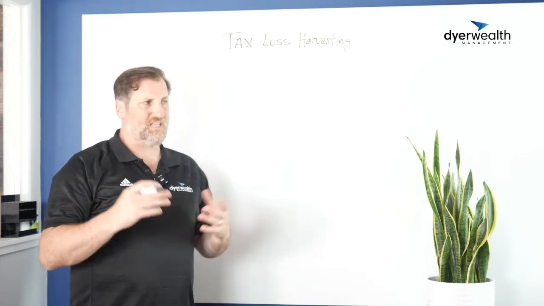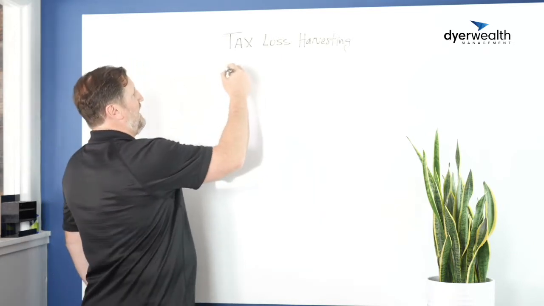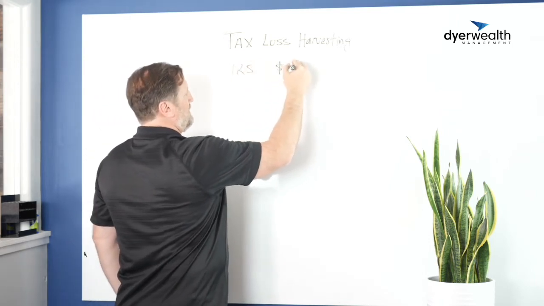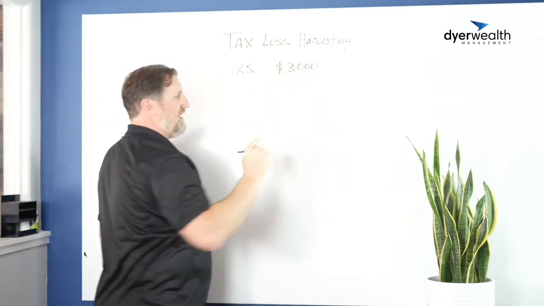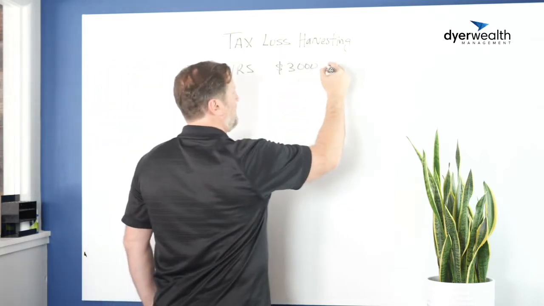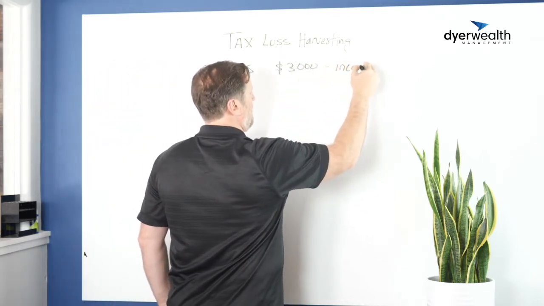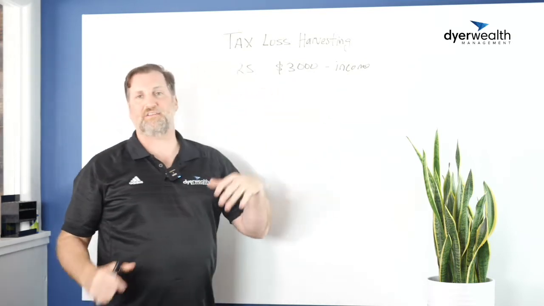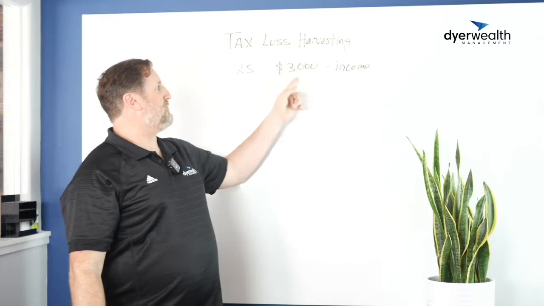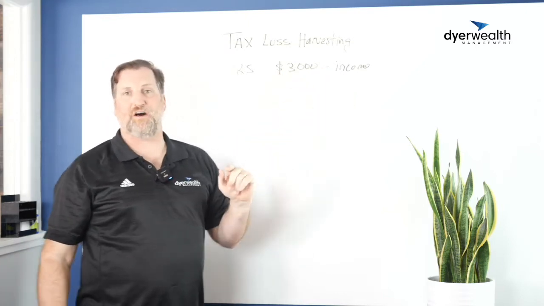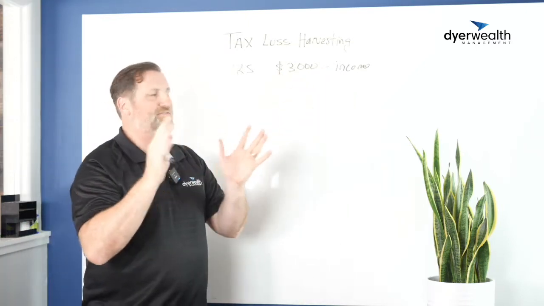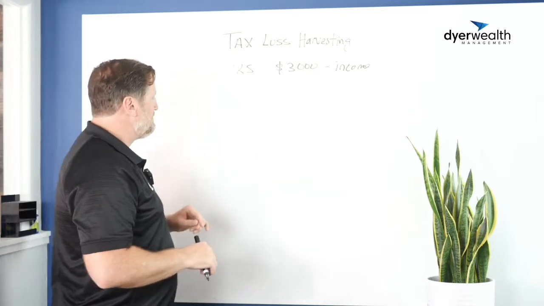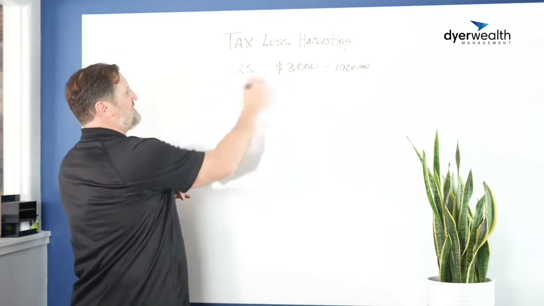Now, historically, on an annual basis, the IRS lets you take $3,000 in losses off your income. Let me just put that over here. So if you made $100,000 and you had some losses in your portfolio, $3,000 you could take off your income. So you'd have $97,000 of income and then you'd go from there. Now, what happens if you had a $10,000 loss?